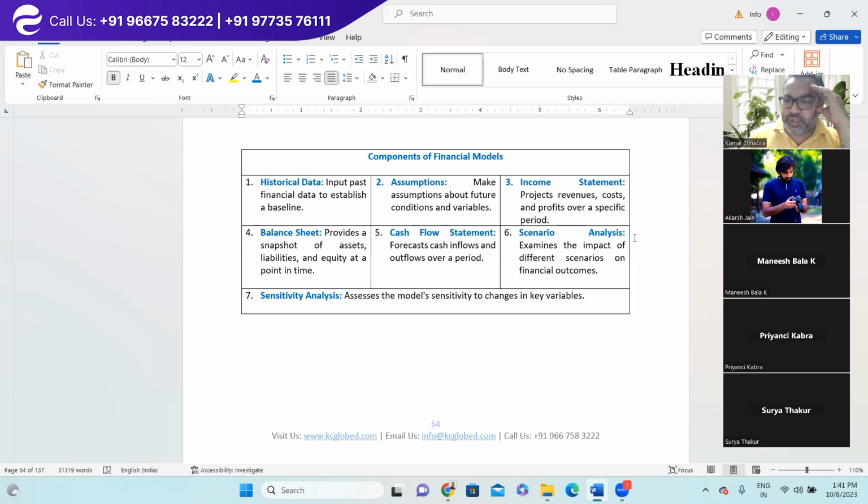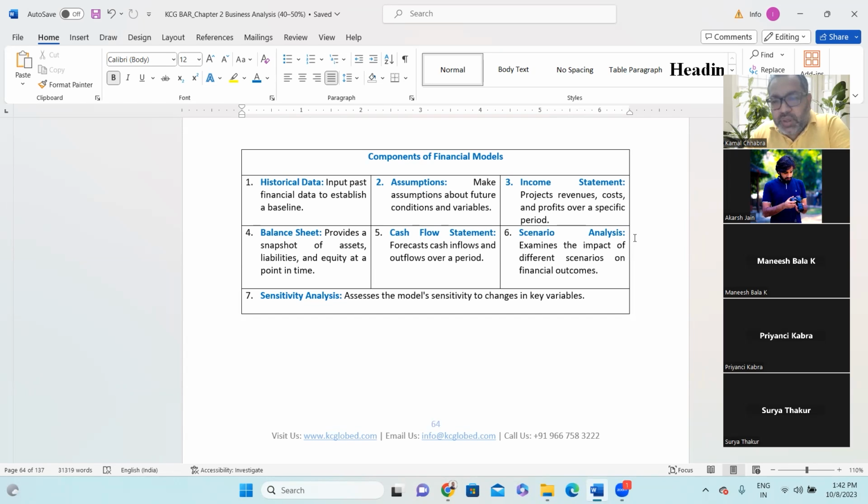Next is the income statement, which is your projected revenue, cost, and profit for a specific period. Balance sheet, which we have seen yesterday, provides a snapshot of the assets, liabilities, and equity. Cash flow will help you forecast all the cash flow from operating activity, investing activity, and financing activity. And with the financial model, you can do scenario analysis. Like I was communicating earlier, whether we should buy that machinery or take it on lease, whether we should go for acquisition or consider it as job working, right?